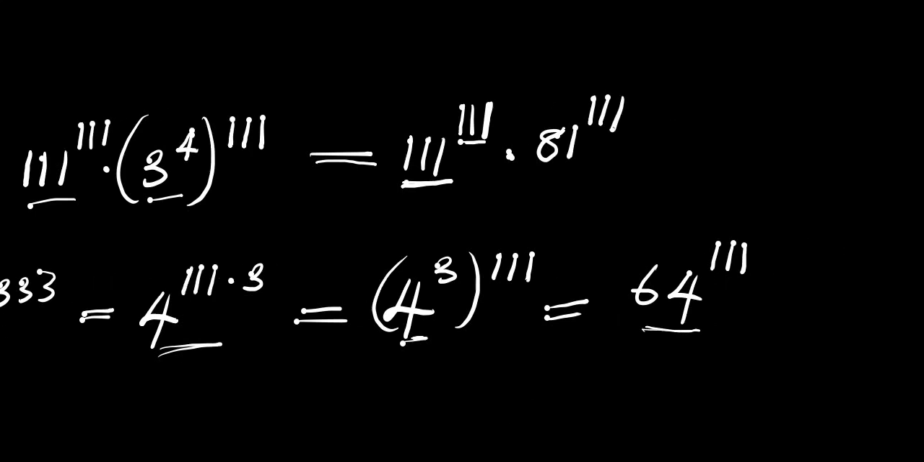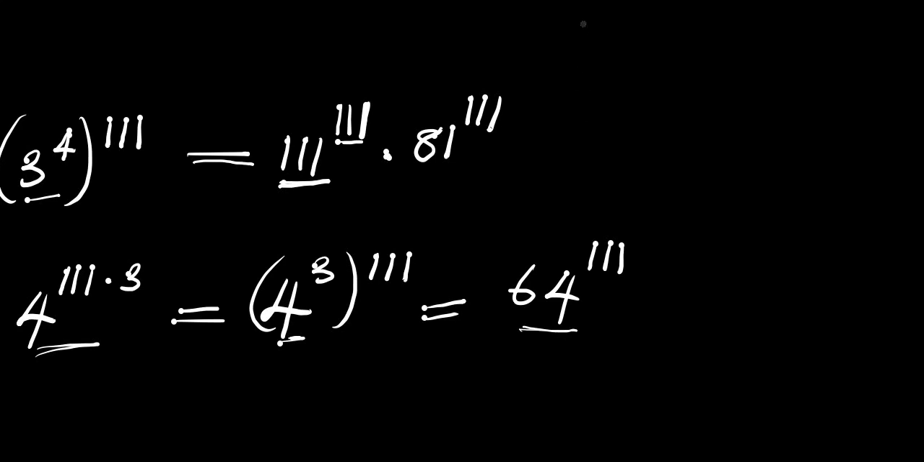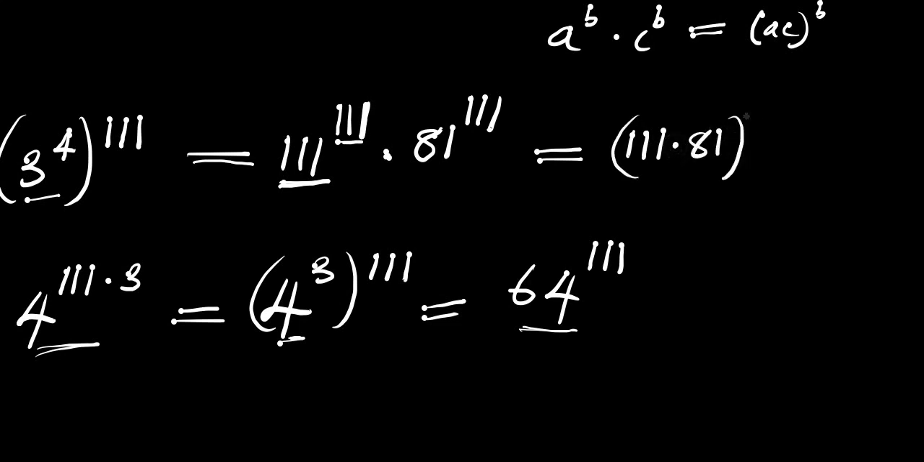Now, if you are not satisfied here, you can still go further. If you consider this identity, if you have a power b times c power b, this equals a times c raised to the power of b. That means we can have it as 111 times 81 raised to the power of 111. And this is against this number here, 64 raised to the power of 111. Now look at it here. Now the exponents are the same, 111 and 111.